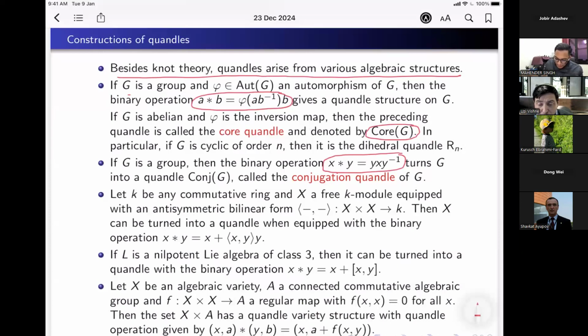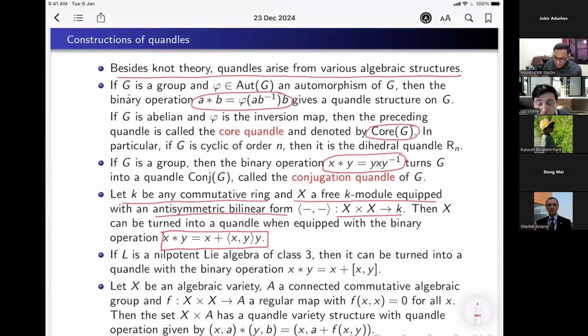Let's see another example in another setting. Suppose you have a commutative ring K and X a free K-module equipped with an antisymmetric bilinear form from X cross X to K, let's denote it by this bracket. Then one can define this quandle operation on it, namely X star Y equal to X plus this bilinear form of X and Y times Y. One can check that it's actually a quandle.